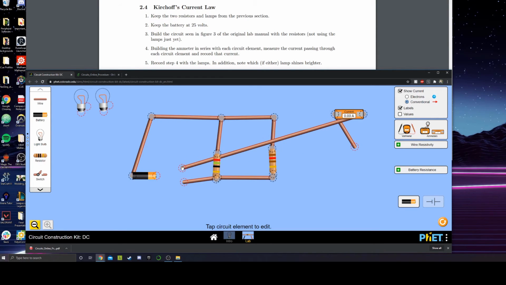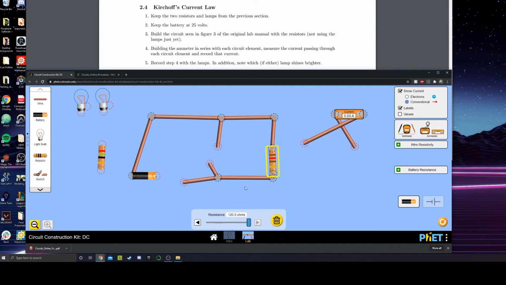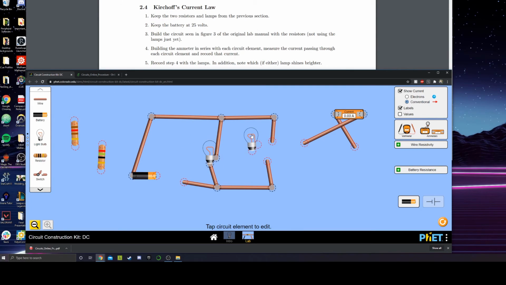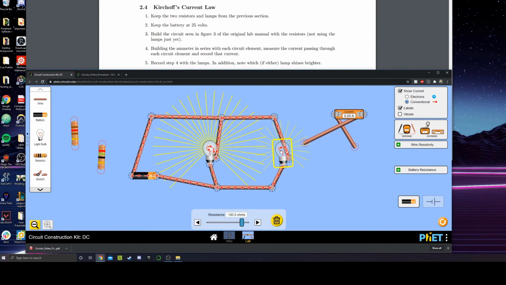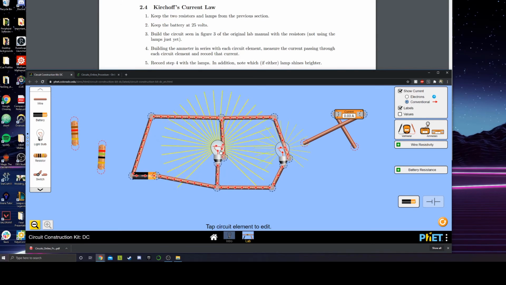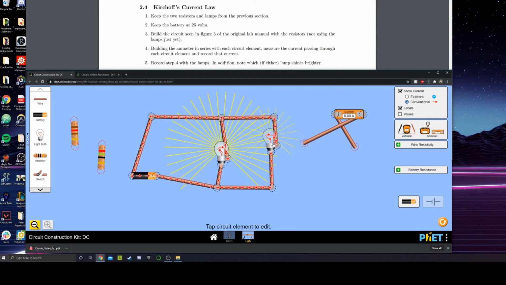Okay. So next we're told to repeat step 4 with the lamps. So I'm just going to disconnect this resistor here and disconnect this one here. It's a lot of clicking because you have to cut off different parts of the circuits. Okay, now this is lamp 1. This is lamp 2. Plug that into the battery here, and you can see in this case lamp 1 is shining significantly brighter than lamp 2. So keep that in mind as you're going.